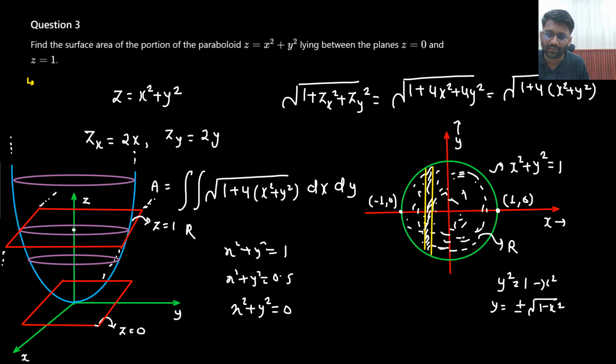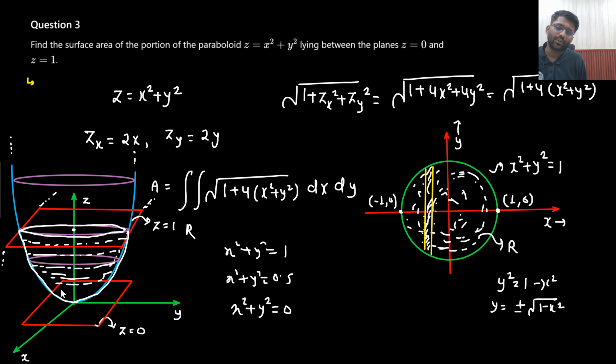This much bowl kind of structure we are getting. So here in this region, in this bowl kind of structure, what is the curved surface area that we are supposed to find out? Whatever the curved surface area is there, that we are supposed to find out. It will be extending till infinity, but between 0 to 1 only we are supposed to find it. This is what they are saying.